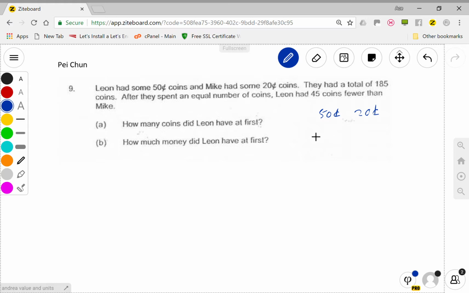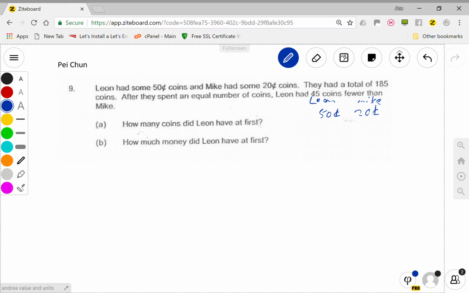Right? 185 coins. After they spent an equal number of coins, Leon had 45 coins fewer than Mike. Wait a minute. Leon had some 50 cent and Mike had 20. So this is Leon, and this is Mike. Okay, so they had a total of 185 coins.